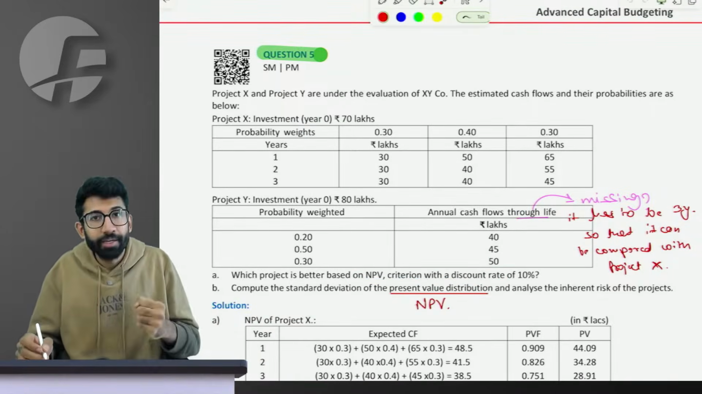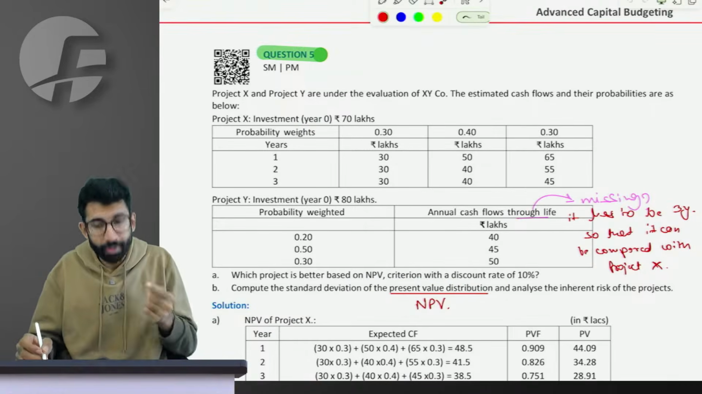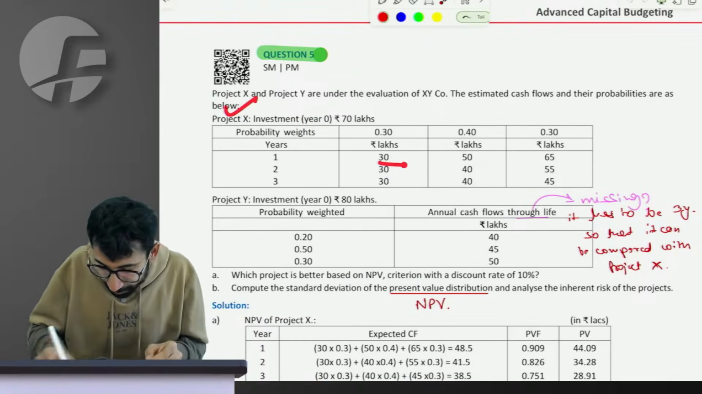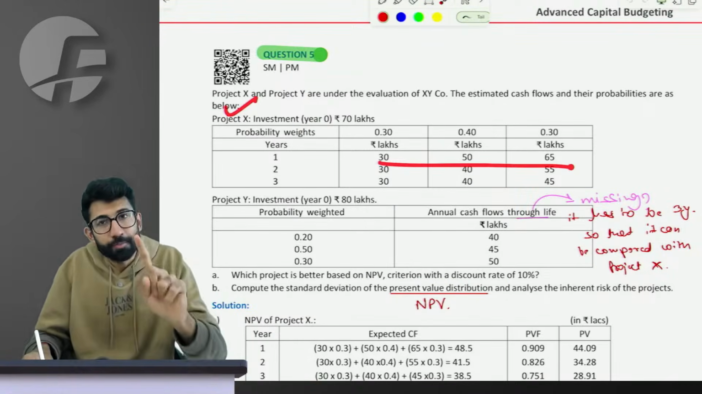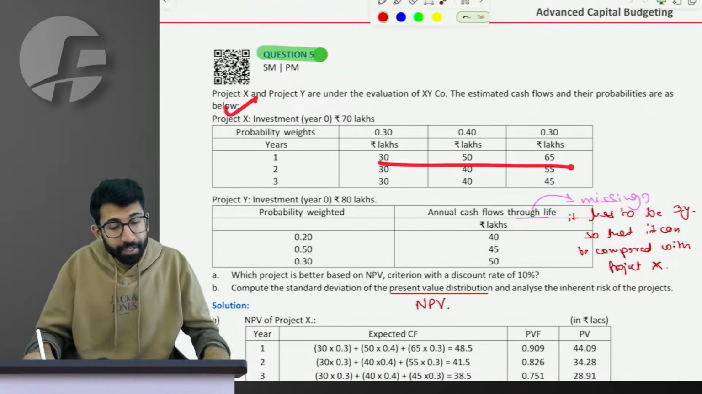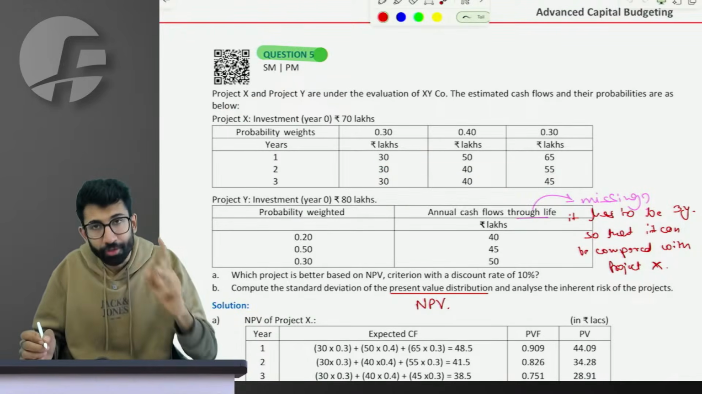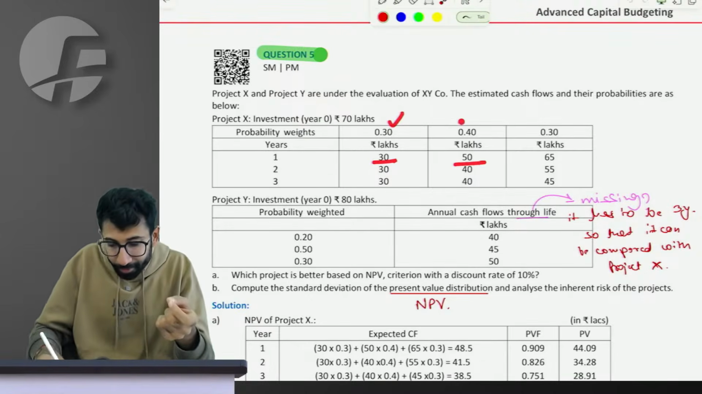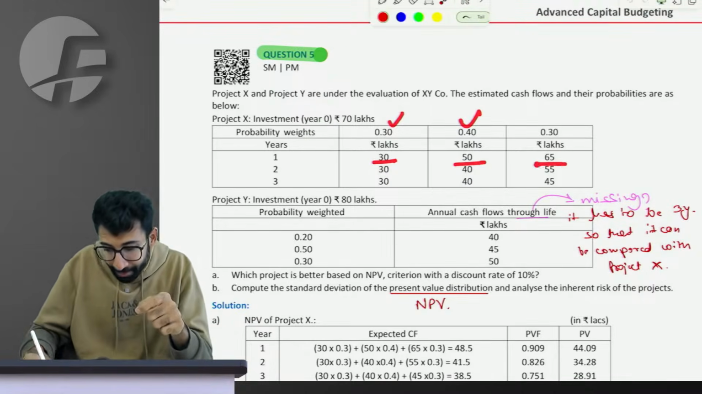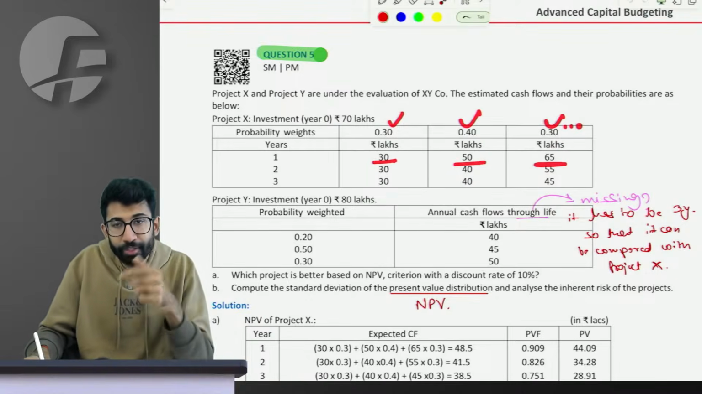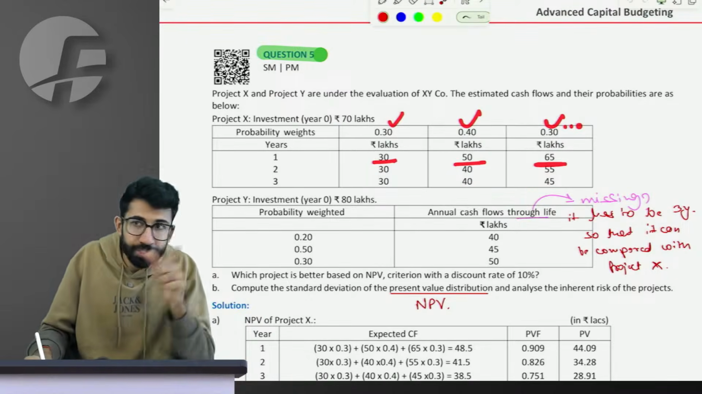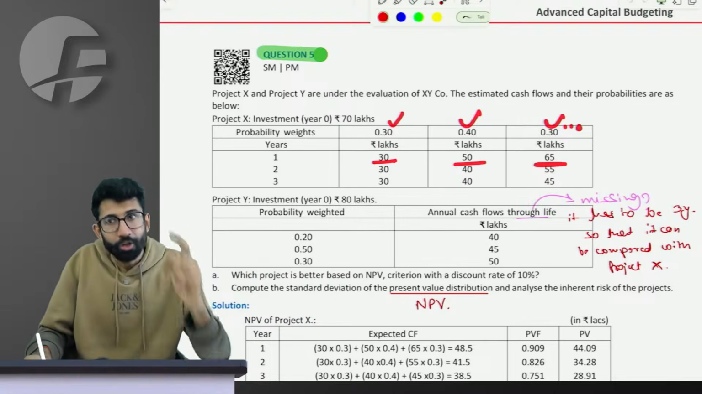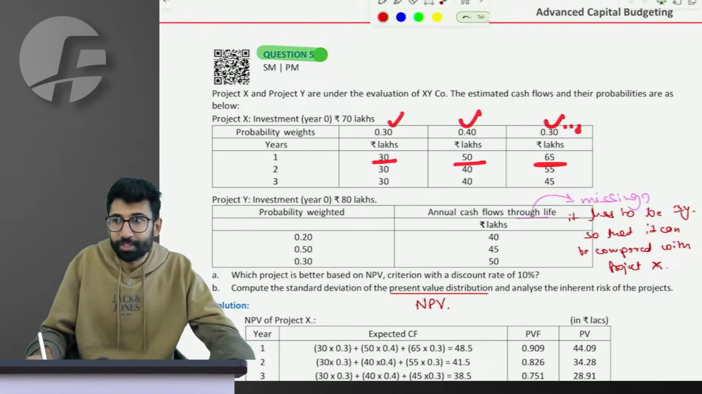So let's calculate NPV, but before that you will have to calculate the expected cash flow for project X. Using expected cash flow you calculate expected NPV. Super fast, everyone in the class on your calcs. 30 will be the cash flow with 30% probability, 50 with 40% probability, 65 with 30% probability for year 1. How much is the expected cash flow of year 1? All the live and recorded people, please answer this question.